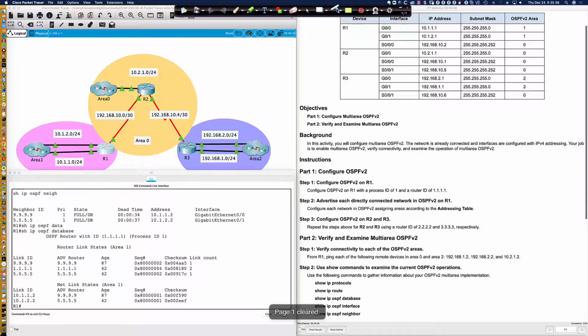And that is what the multiple areas are preventing, is type 1 and type 2 LSAs having to be flooded into all of the other areas.